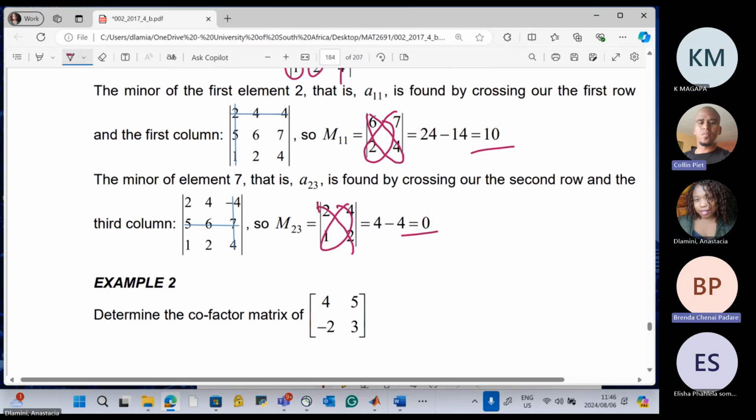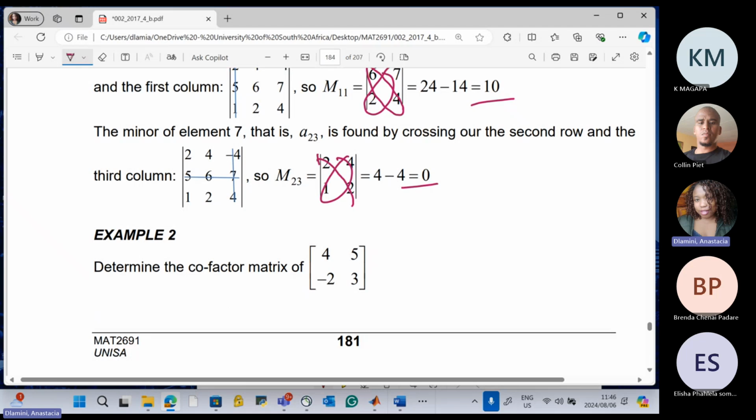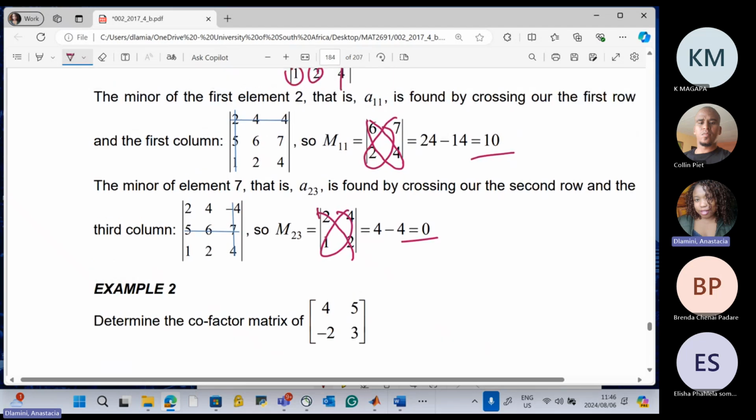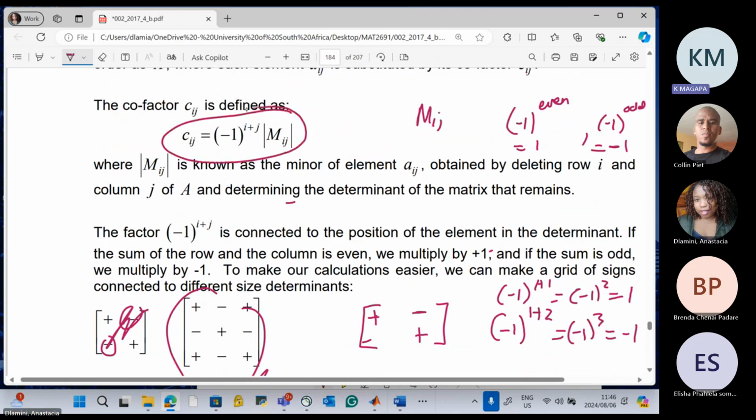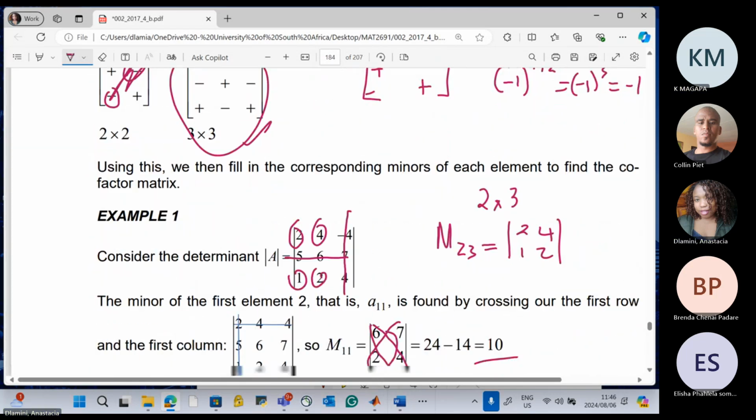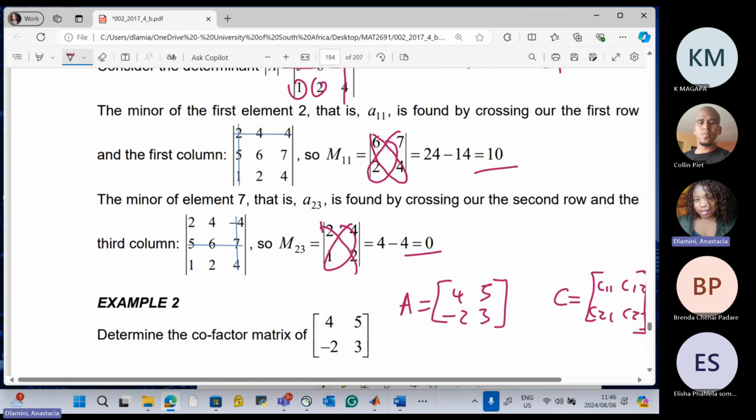Now they say find the cofactor matrix of this one. What do they mean by finding a cofactor matrix? They mean that I have this matrix A, which is 4, 5, -2, and 3. I want to find the matrix C, which is C11, C12, C21, C22, where I use this to find it. Are we all together?